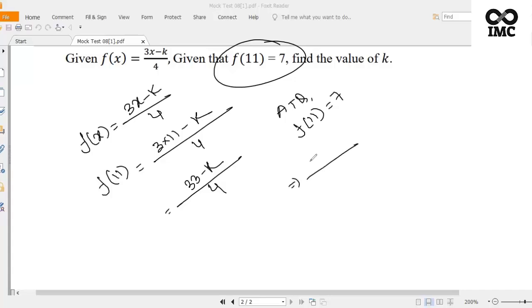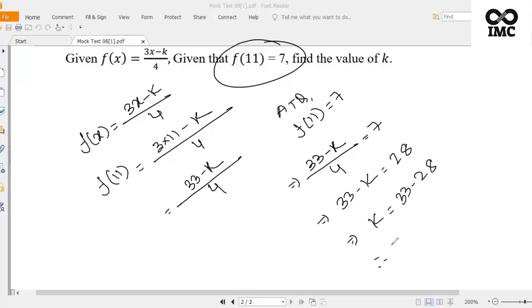So we can write (33 minus k) by 4 equal to 7, or 33 minus k will be 4 times 7, which is 28. Then the value of k will be 33 minus 28, or k will be 5. And this is the solution of this problem.